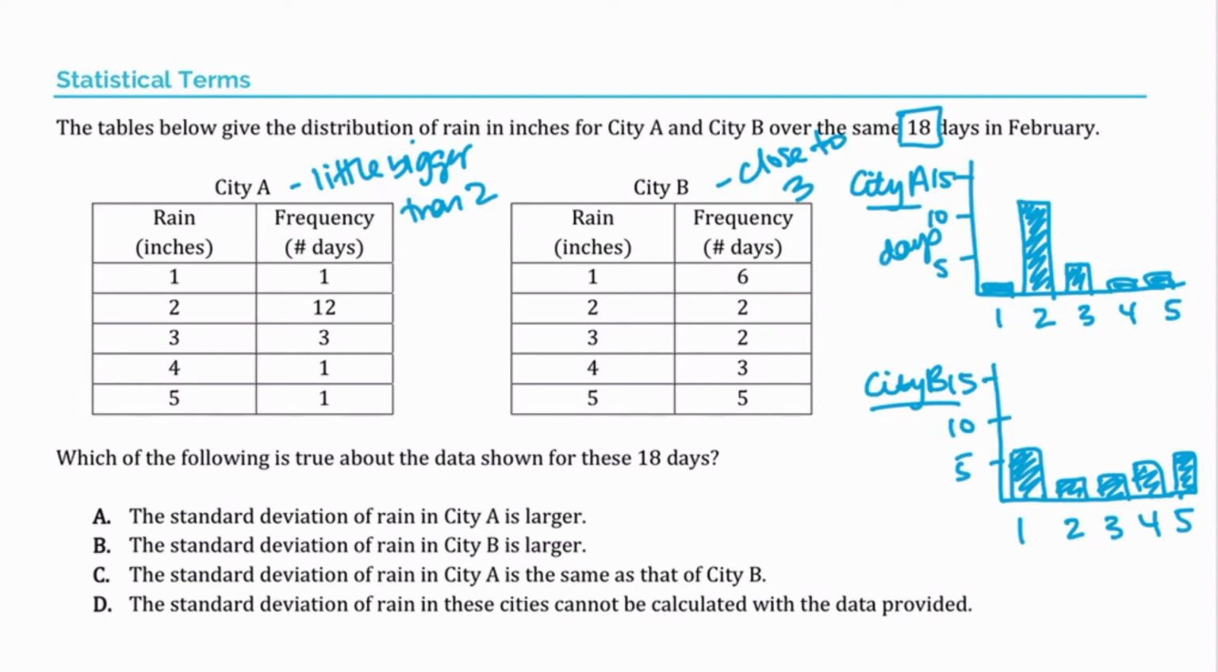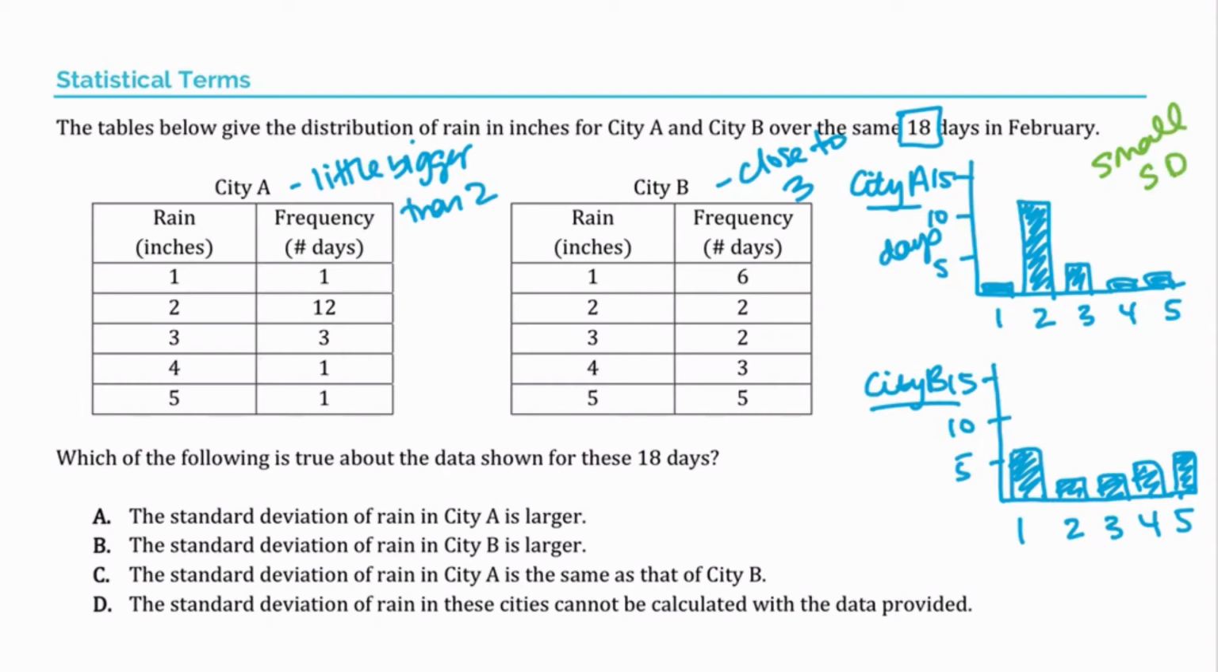So what does this mean about standard deviation? Remember, standard deviation is an indication of how variable your data are. How much are your data points different from the average? Well, if we look at city A, where most of our data points are 2, and our average is going to be pretty close to 2, we're going to have a very small standard deviation. I'm going to write small standard deviation.